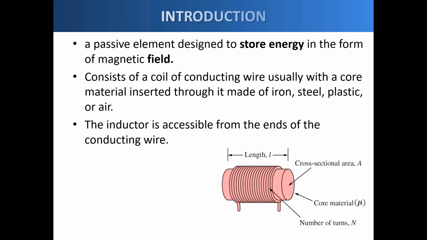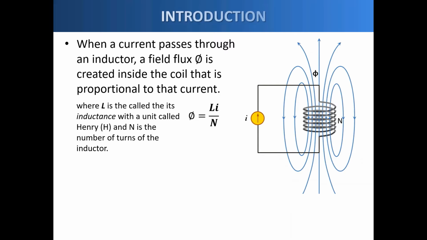The inductor can be accessed from the ends of the wire, so these are the ends. Now sometimes we call an inductor a coil. When we pass a current through a coil, that coil produces a flux that is proportional to the amount of current that is passing through it.